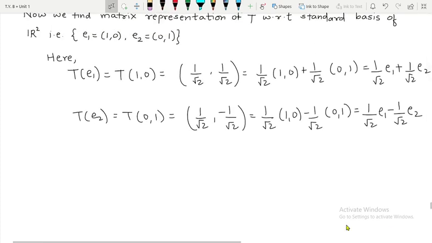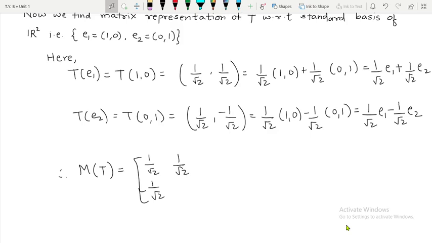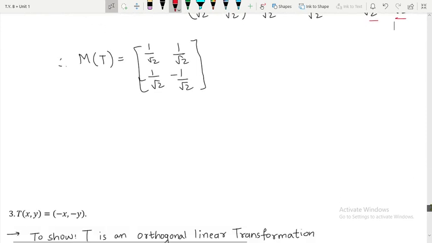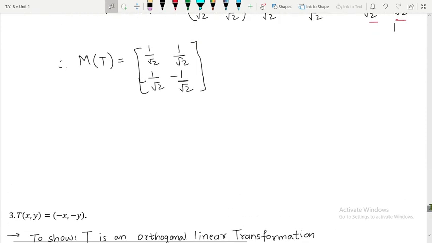So therefore my M of T will be a 2 by 2 matrix, which will be 1 upon root 2, 1 upon root 2, and over here you are going to have 1 upon root 2 and minus 1 upon root 2. I hope you got it. We have simply picked these coefficients and written them column wise. Now once we get the matrix representation, simply go for the determinant. And what is my determinant over here?